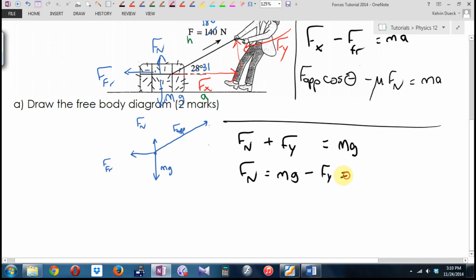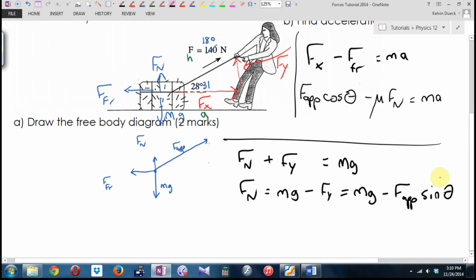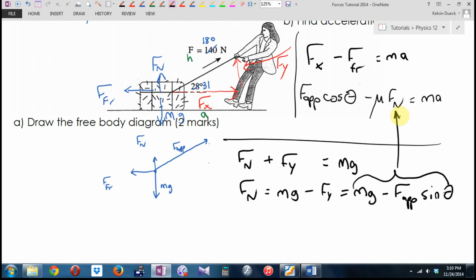Okay, which is going to be mg minus the applied, I think Fy is F sine theta. Now, I could plug that in there. How would I get the a by itself? Divided by m. I'm not going to walk through all those steps. I think you guys could take it from here. Mixing and matching, how can I muck around with this? Other options.